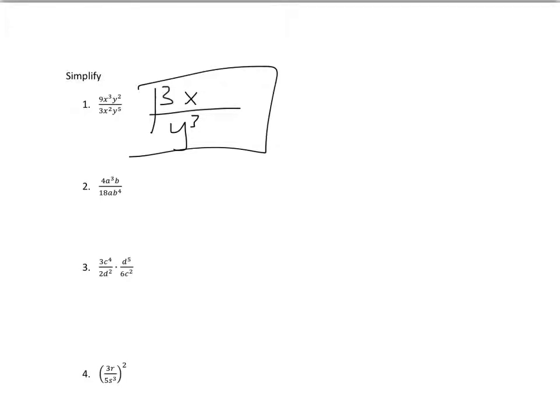Okay, same thing here down to number 2. We've got to reduce our numbers. 4/18 is going to reduce down to 2/9. Okay, the a's, we've got 3 on top, 1 on bottom.